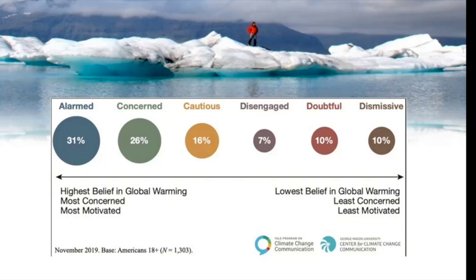So here's a classic example from climate change. This is the so-called Six Americas, published in 2019, the latest one, which looks at US attitudes to climate change. You'll see that almost a third are alarmed, and there's a big chunk concerned, cautious, disengaged, all the way through to 10% of people who think it's a load of rubbish. They are all very different publics, with different levels of knowledge, information and values, and they need different communication modes to reach them.